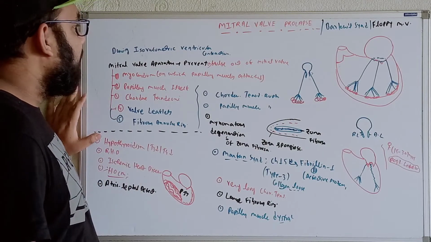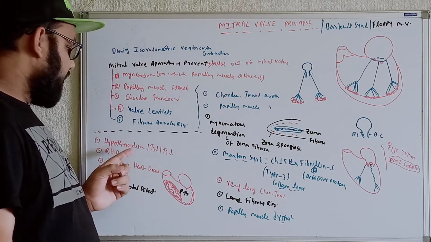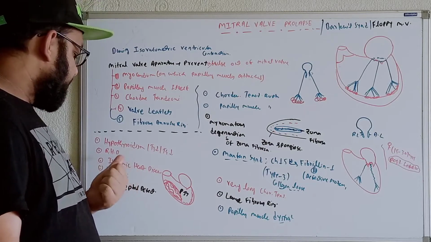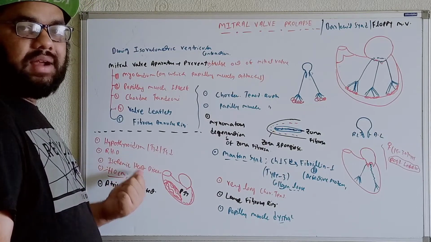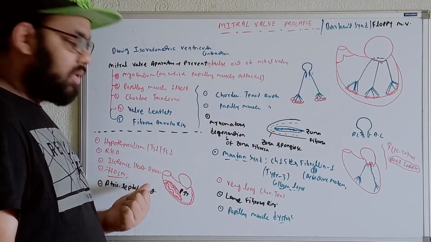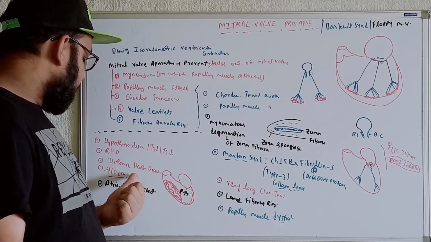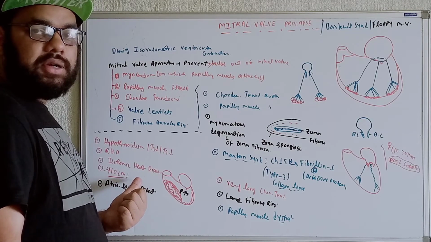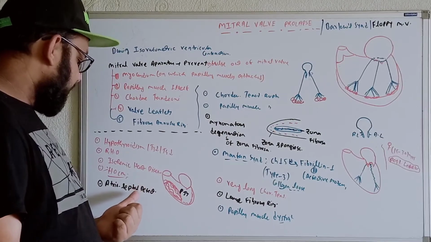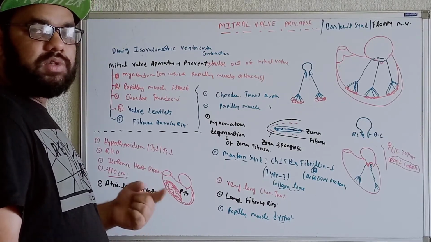You have already said it over here. Hypothyroidism. Then I said rheumatic heart disease. Then I said ischemic heart disease can also cause mitral valve prolapse. Along with that, the most important one you can say is hypertrophic obstructive cardiomyopathy. And the last I said the atrial septal defect, which is also responsible for causing mitral valve prolapse.